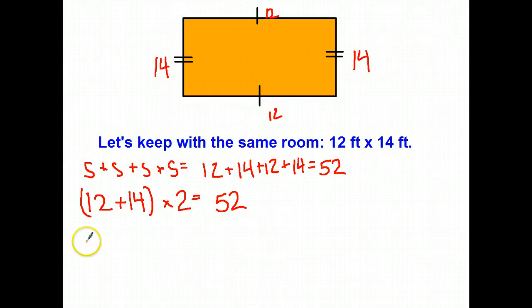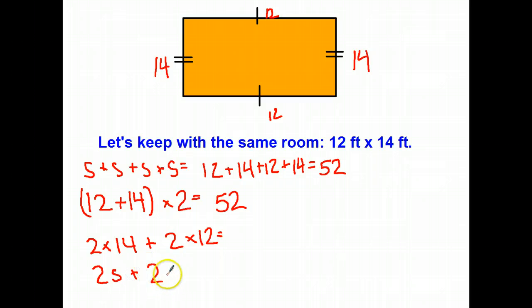Some people would do 2 times 14 plus 2 times 12, which is the same thing here as here. But the formula for that would be 2 side plus 2 other side. Okay? There are lots of different ways of approaching it, but in the end, what we're really doing is adding all the way around.